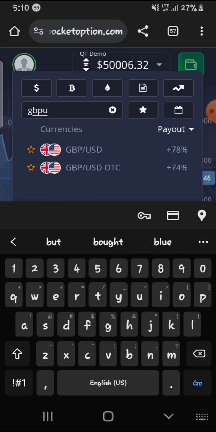Now, here is a major difference. There's something I really want to tell you about. GBP USD OTC is different from ordinary GBP USD. Please don't make that mistake. Make sure the pair you choose always has OTC at the back.